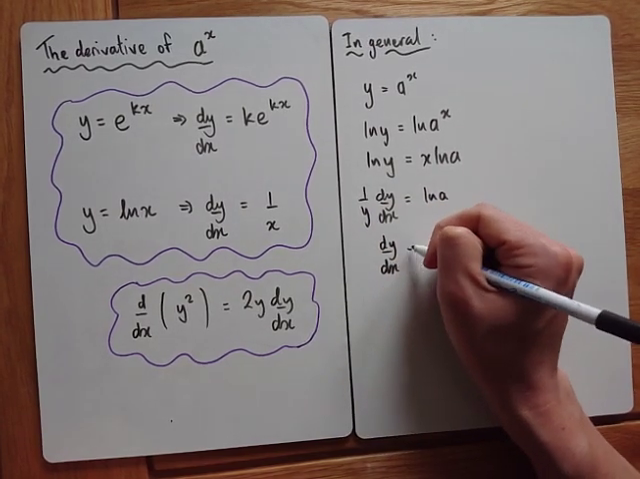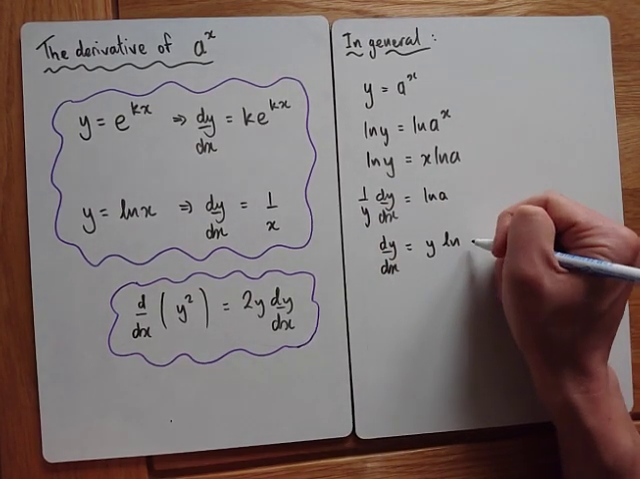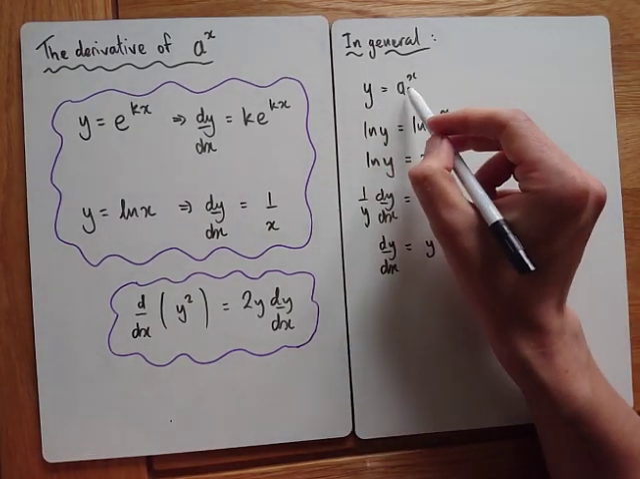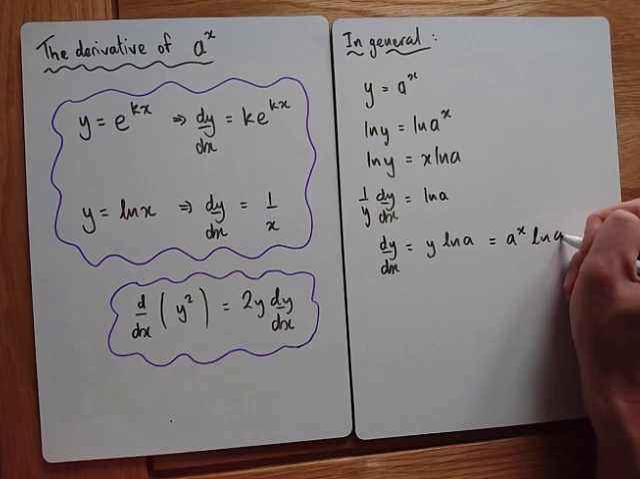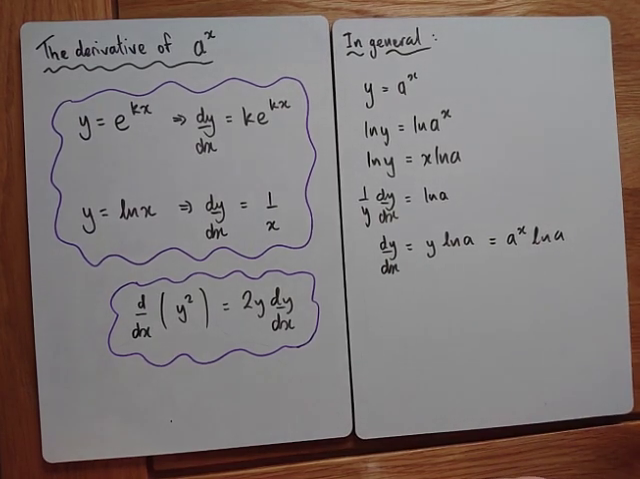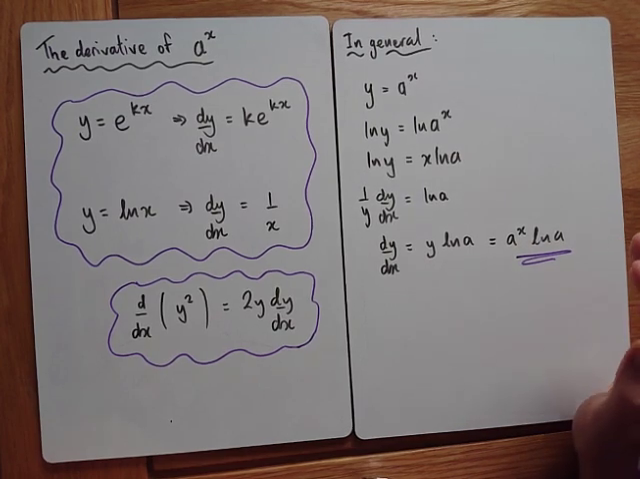So dy by dx would equal y ln a, and we know that y is equal to a to the x. So that is a general result that you want to keep in your notes. Unless it's a show question, if it just says differentiate, you can use this.